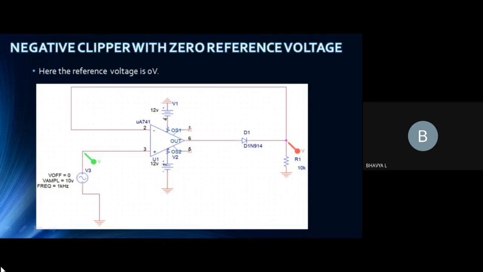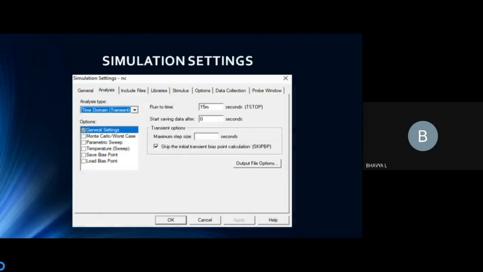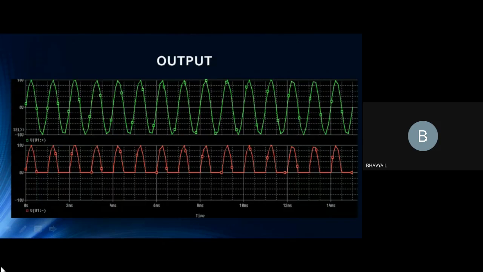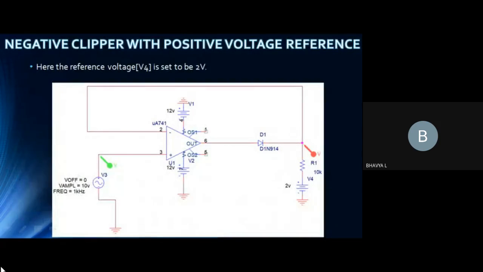This is the circuit diagram of the negative clipper with a zero reference voltage. Here, V4 is the reference voltage and it is set as 0 volt. Now let's see the simulation settings. By setting analysis type as time domain and run to time as 15 milliseconds, we get the output as shown below. The above sinusoidal signal, which is green in color, is the input. In the output, all the voltages below 0 volt are clipped off as we have set the reference voltage as 0 volt.